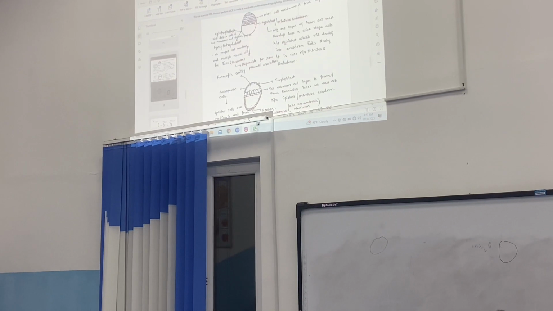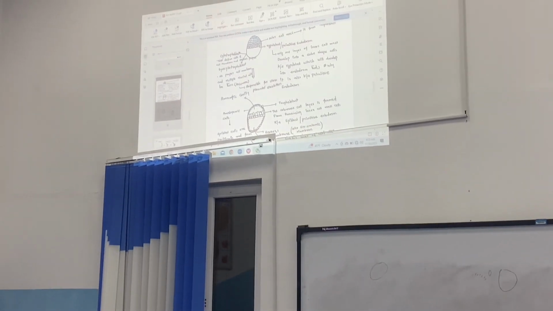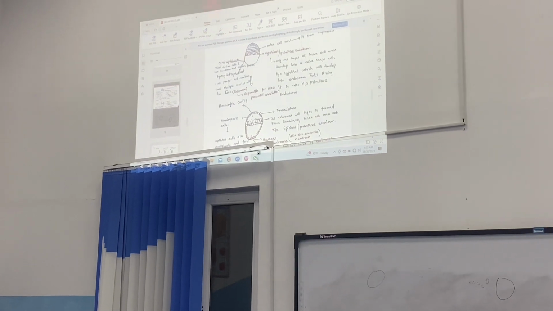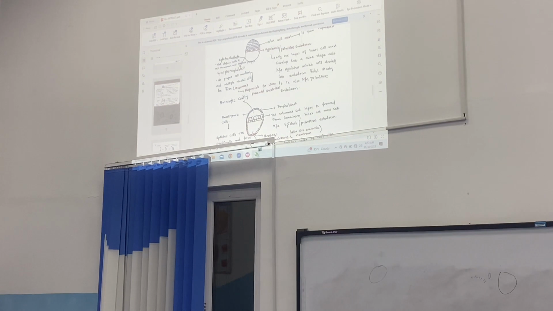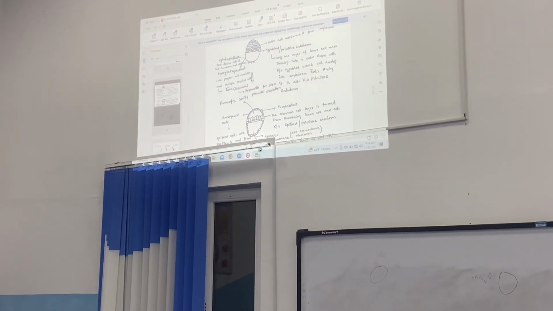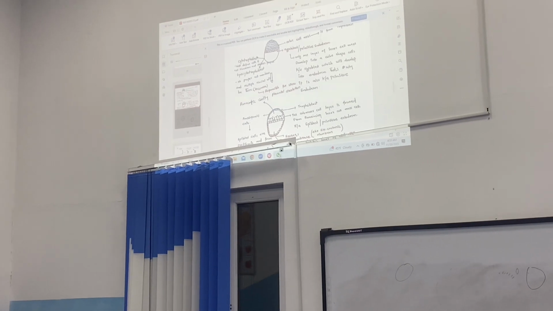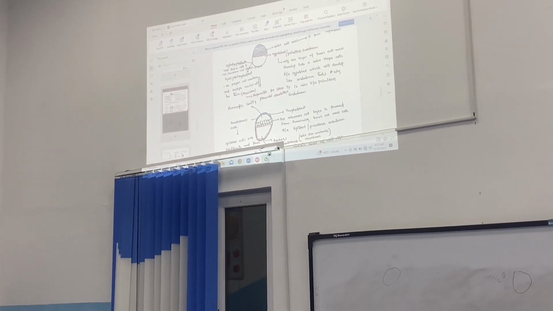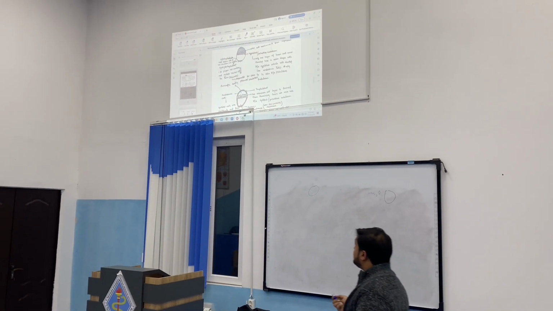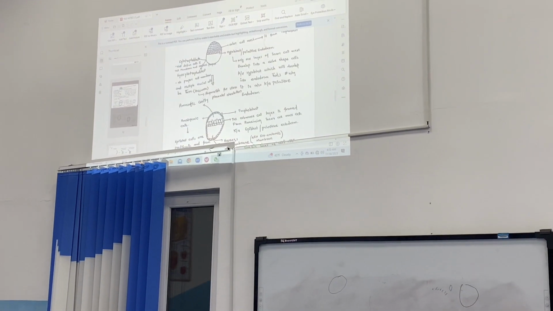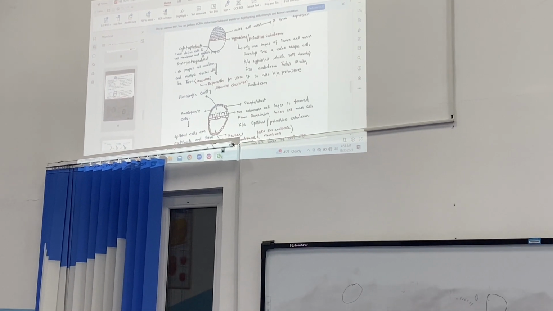Another, this outer cell mass or trophoblast, will develop into cytotrophoblast and syncytiotrophoblast. Cytotrophoblast will have cells with cell membrane and nucleus, and in syncytiotrophoblast there is no proper cell membrane and multiple nuclei will be there. Okay, I will explain in the lacunar stage what this is.